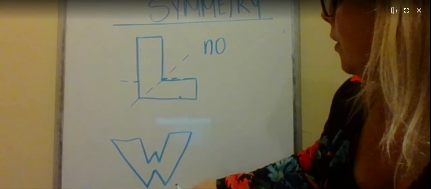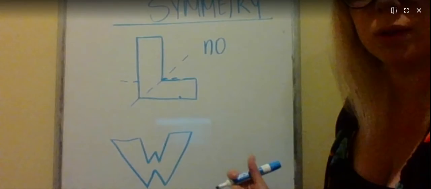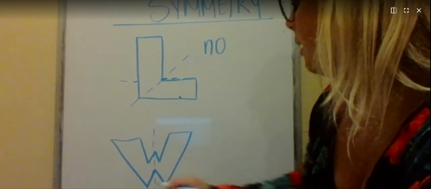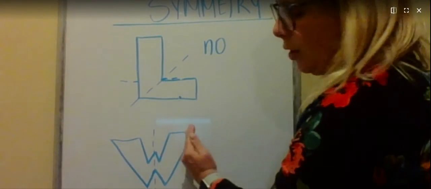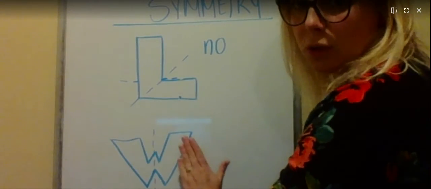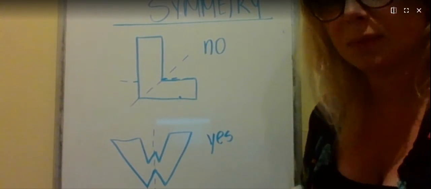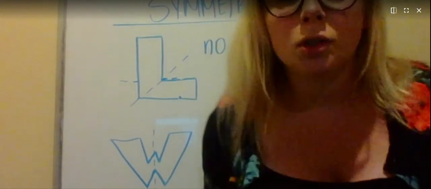My W here, if I folded it, think about a way you could fold it. If I folded it vertically here, and if I could fold it over, doesn't both sides look the exact same? So yes, this does have lines of symmetry. Okay, so that is lines of symmetry.